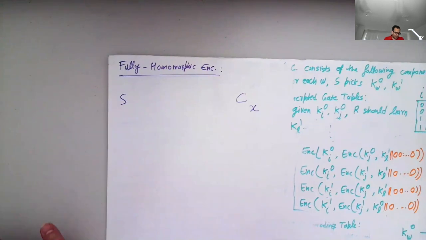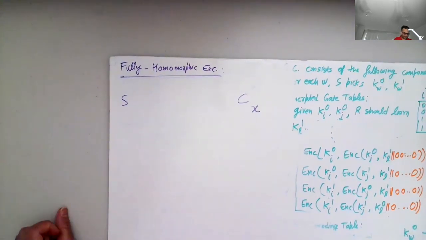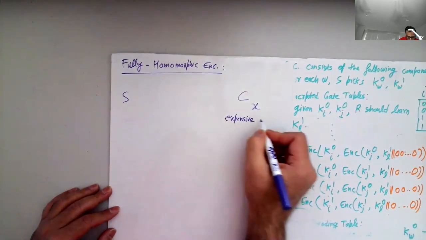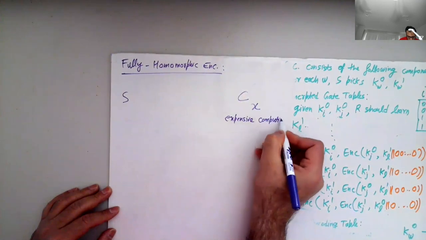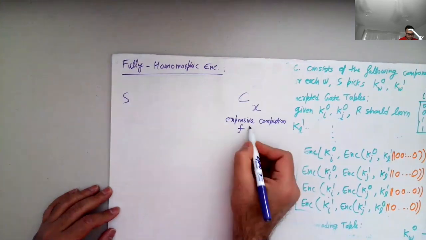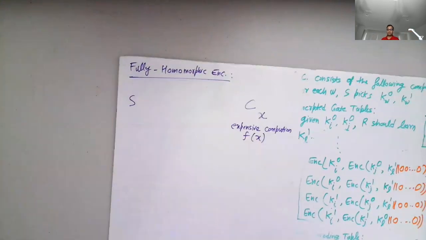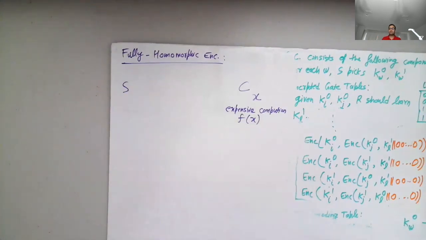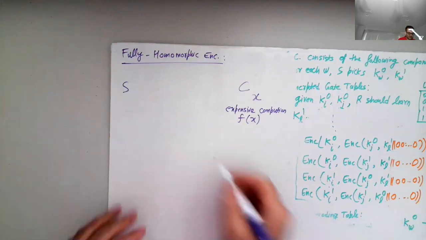Maybe the client wants to do some expensive computation on this data. There's a function f, maybe it takes a few hours. The client wants to compute f of x. Maybe, you know, some genome sequencing or something. You can imagine some expensive computation. So the client is interested in hiring the server. The client goes to the server and says, I have this data. I need some computation f done on it, right?